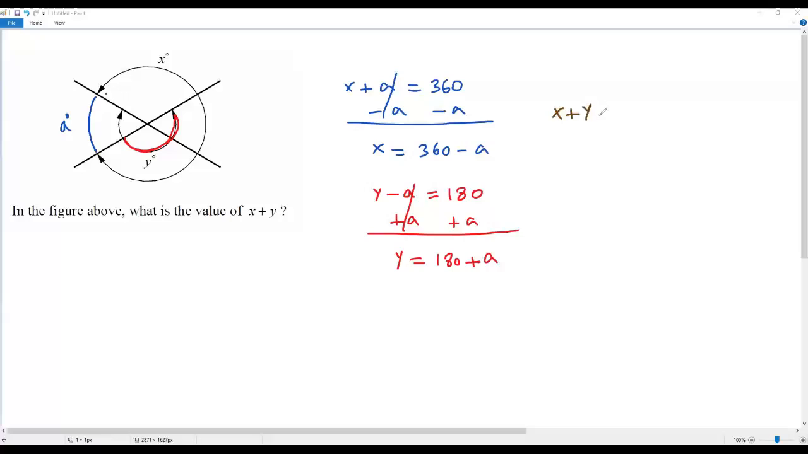So x + y equals, for x we know that 360 - a. Let's write it 360 - a + , and the value of y is 180 + a. So this negative a and positive a will cancel out. x + y equals, now we have to add 360 and 180, and 360 + 180 equals 540. So now I got the value of x + y. So the value of x + y is 540.